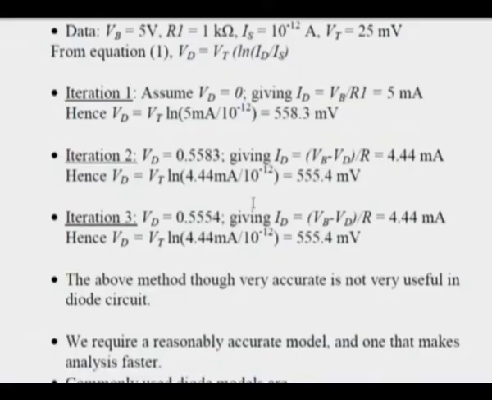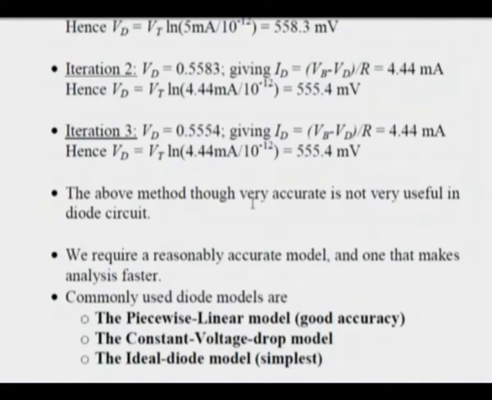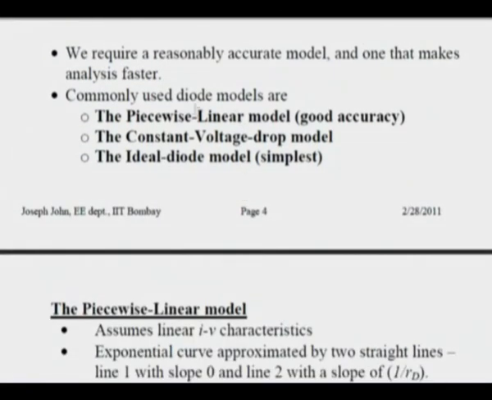So a simple iterative method with a simple calculator is all that you need, but still this is too complex. Because of this, it is not used at all. In most diode circuits, you do not need this kind of accuracy. This is very important when you talk about models. What is important is that we have at least three more models.